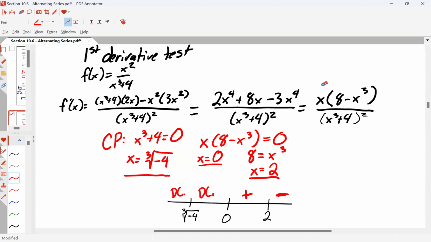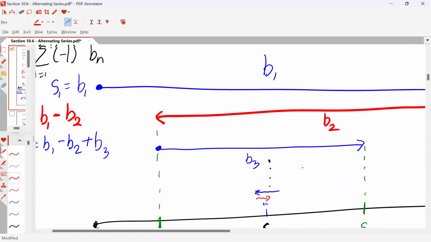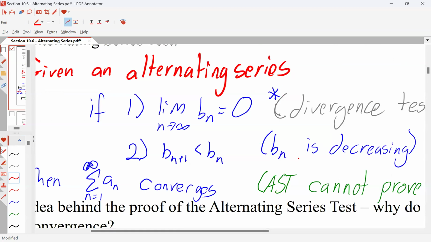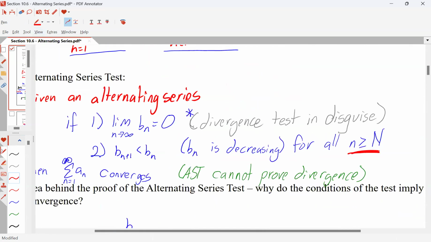We have a spot where we're increasing and we have a spot where we're decreasing for x greater than 0. And which one do we care about? I'm going to go back up to the wording of our alternating series test, and it says b sub n is decreasing for all n greater than some value. So just because it doesn't start at 1, that's okay. We just need, from some point onward, this is decreasing.